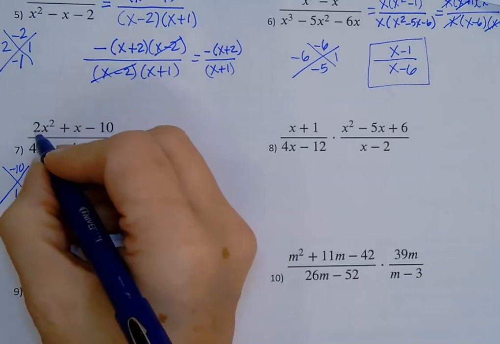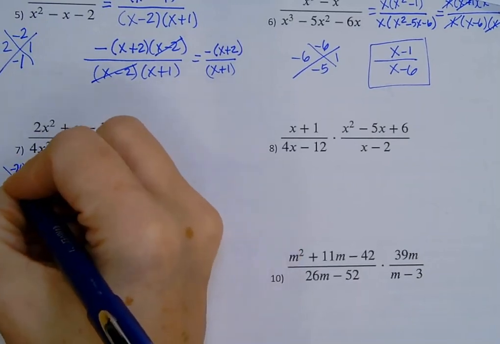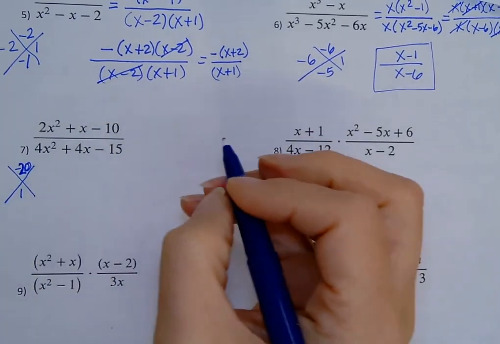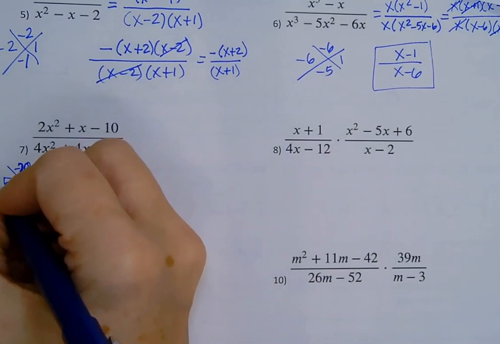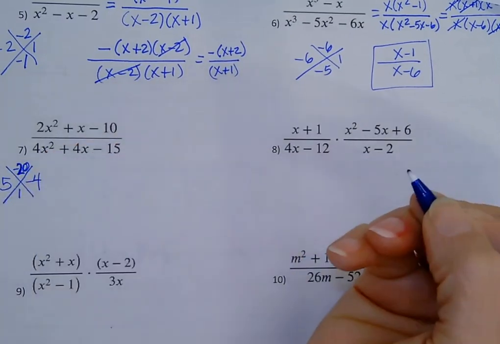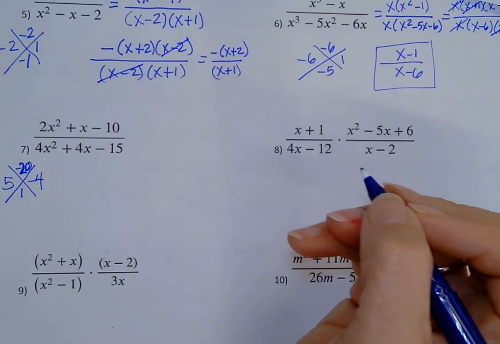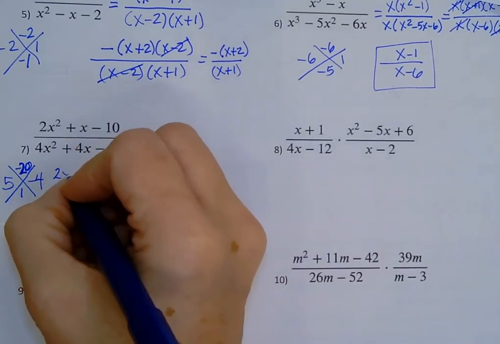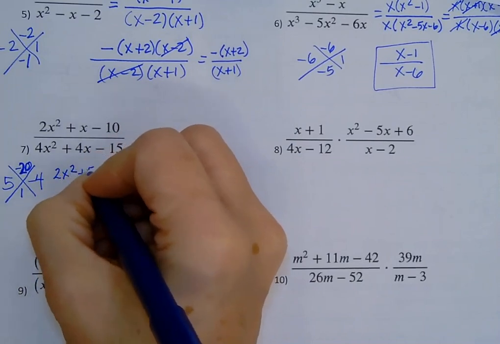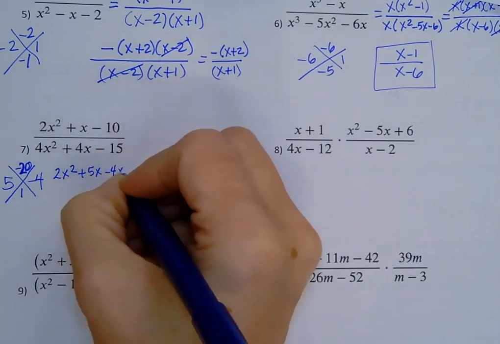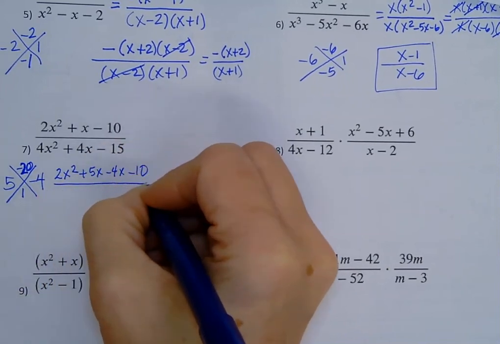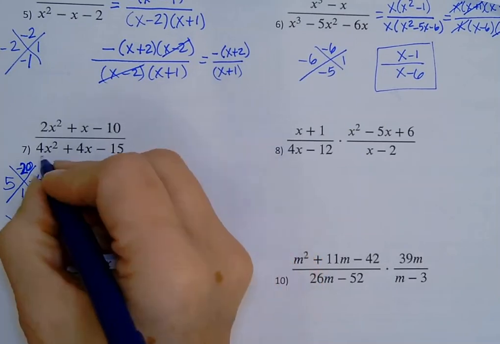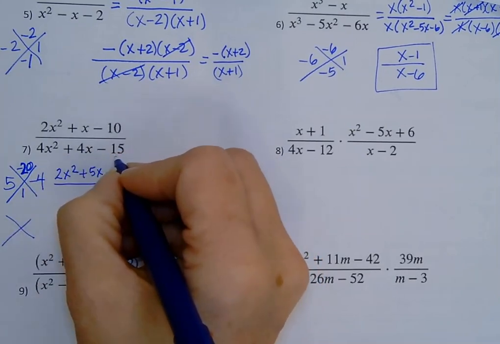Oh, I lied. 2 times negative 10 is negative 20. Forgive me. Multiply to give me negative 20 and add together to give me 1. So I'm going to say that that is 5 times negative 4 gives me negative 20. 5 minus 4 is 1. Okay, so this is just for the numerator. My numerator is going to be 2x squared plus 5x minus 4x minus 10. That's my numerator. My denominator, I can't pull any common factor out, so I need two numbers that multiply to give me negative 60.